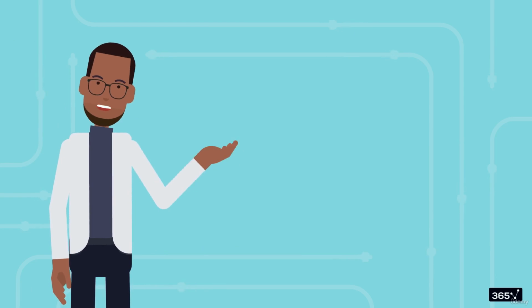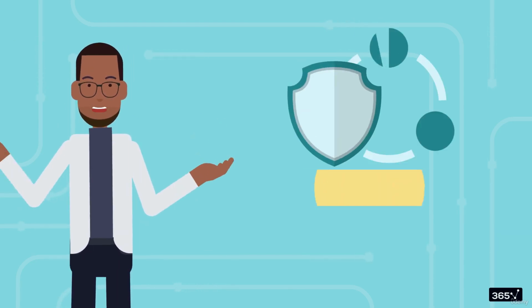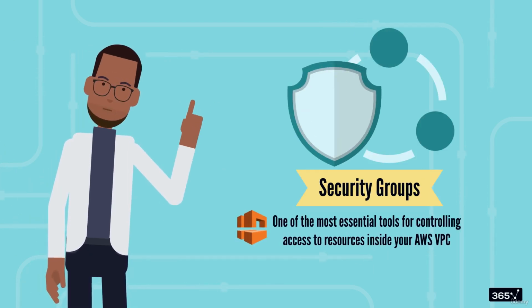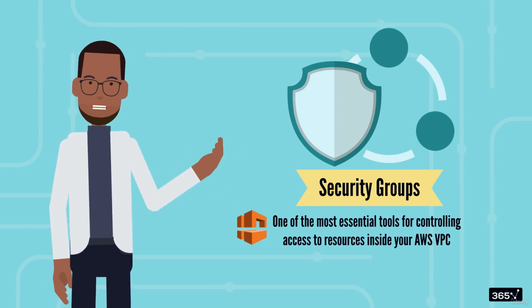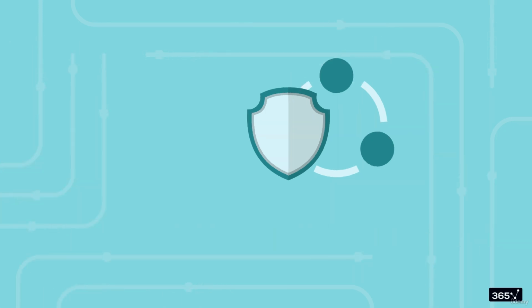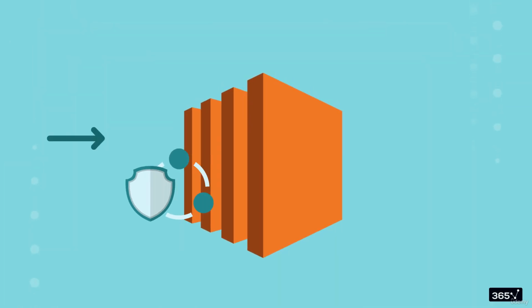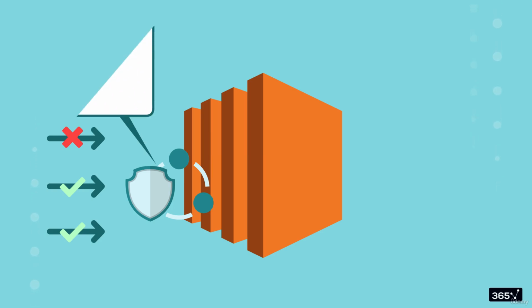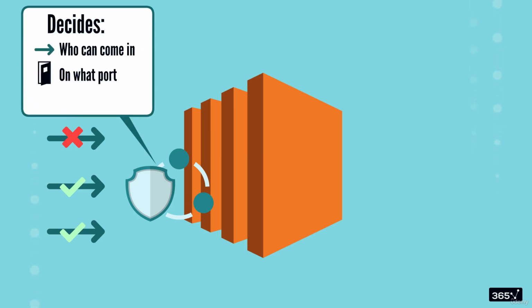Welcome back. In this lesson, we'll explore security groups, one of the most essential tools for controlling access to resources inside your AWS VPC. Perhaps think of a security group as a digital bouncer standing at the entrance of your resources, for example, your EC2 instances. It decides who can come in, on what port, and from where.